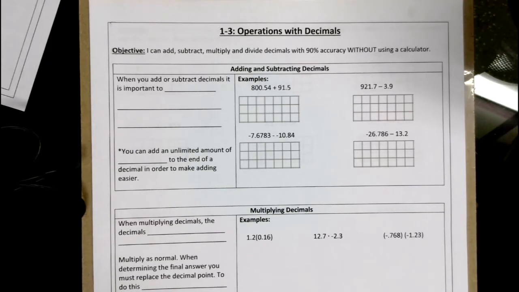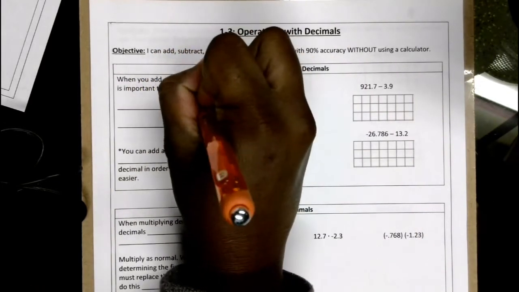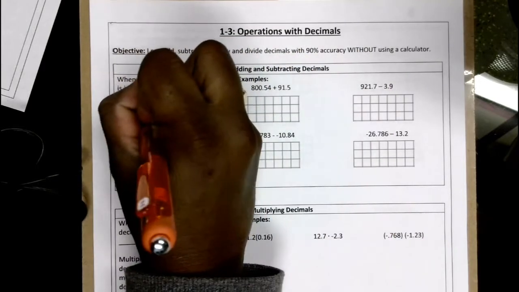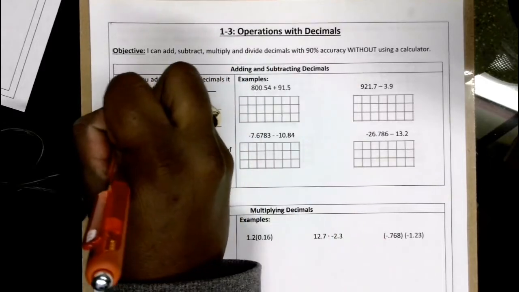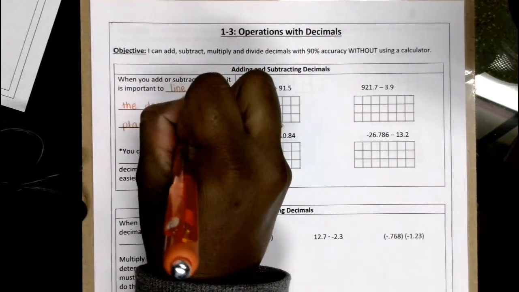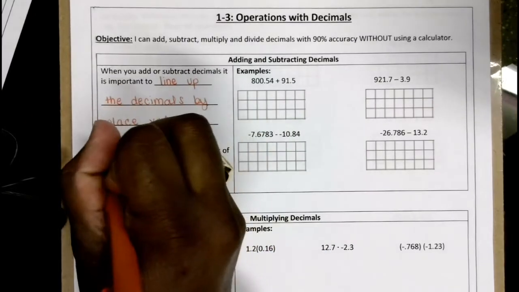The first portion of our lesson will review how to add and subtract decimals. The first thing that we'll review are the rules. When you add or subtract decimals, it is important to line up the decimals by place value. It's also handy to remember that you can add an unlimited number of zeros to the end of a decimal in order to make adding them easier.